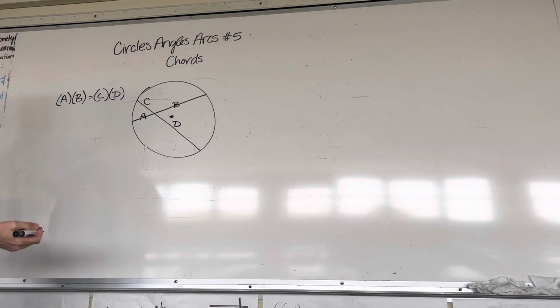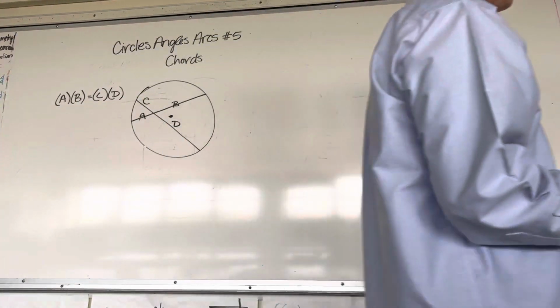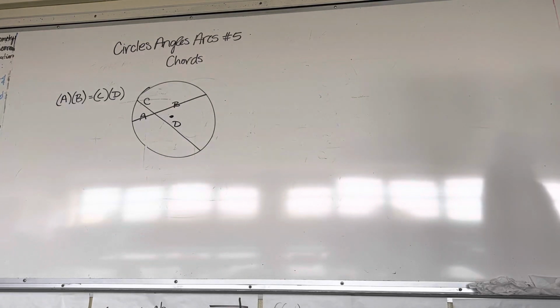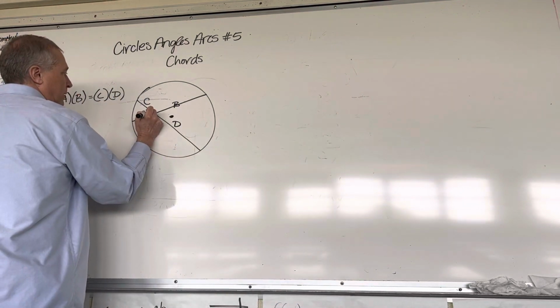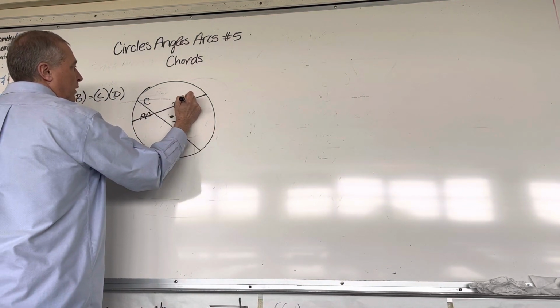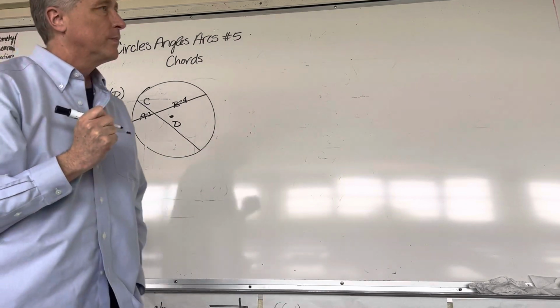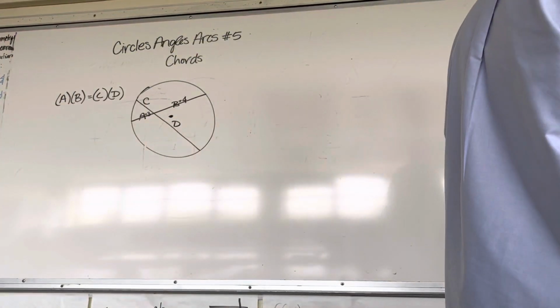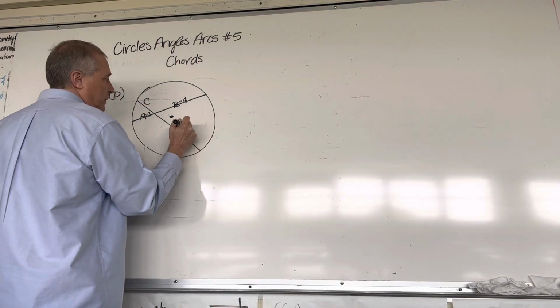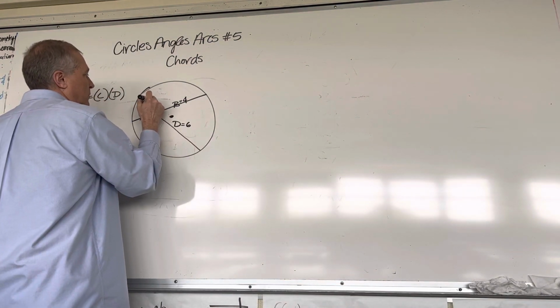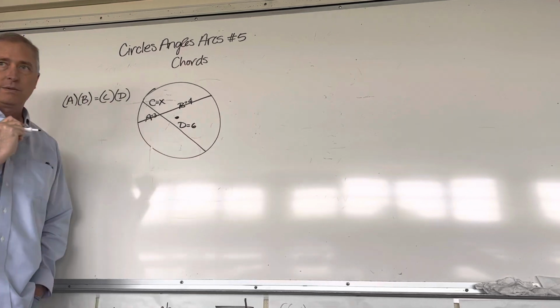So let's take one of the examples from the notes. If A equals 3 and B equals 4, so we're going to say A equals 3 here. B equals 4 here. And then C equals 6. Well, we better put the 6 here. D equals 6. And C equals X. We don't know what C is.